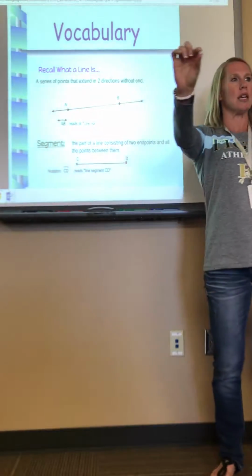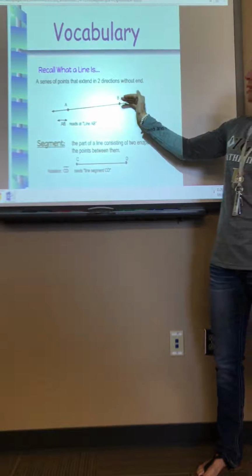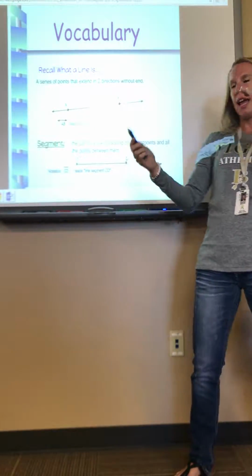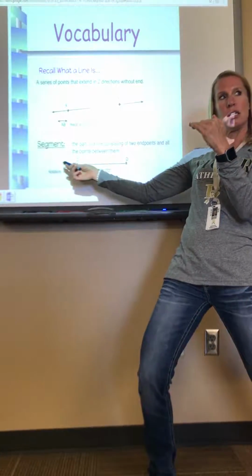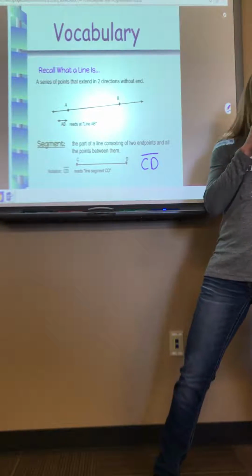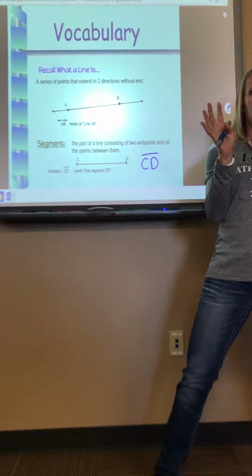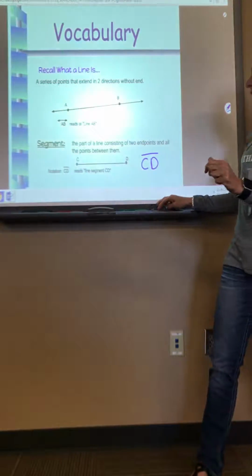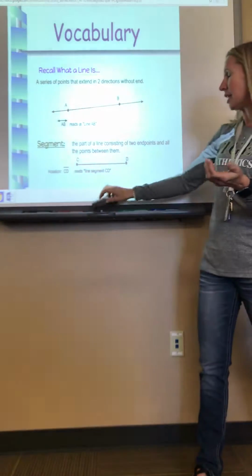Segment CD stops. Now, yesterday when I was talking about naming a line, we put arrows above it. If you're naming a segment, you don't put any arrows. Segment CD just looks like that, no arrows, because it's not a line. So a segment stops. Everybody good with that? So we can measure the length of segments.